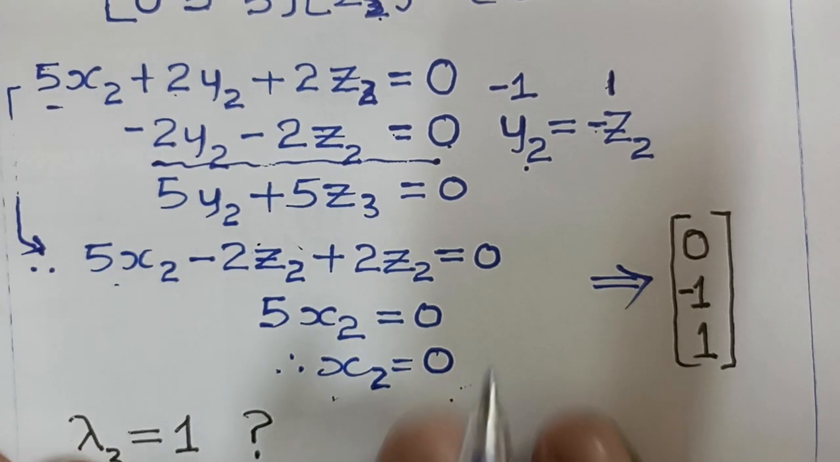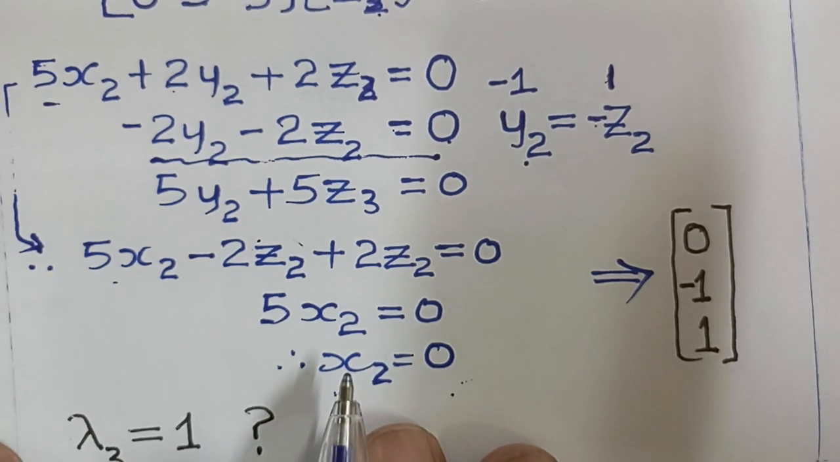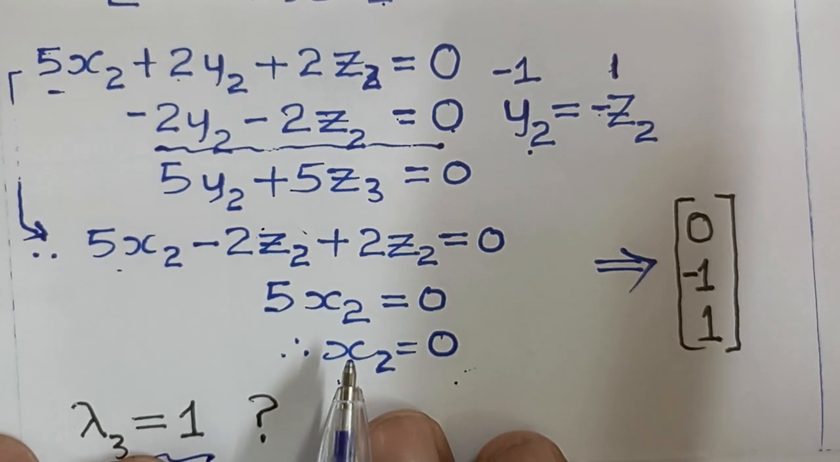Guys, now you can look for lambda 3, that is the eigenvector corresponding to eigenvalue 1. Guys, please do that and see what you will get as your answer.